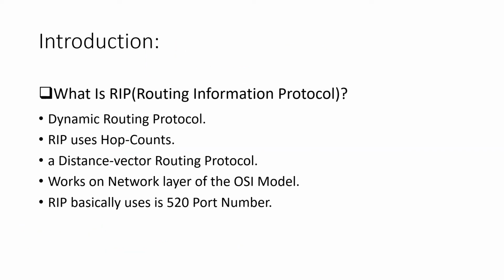So what is routing information protocol, RIP? Routing information protocol, RIP, is a dynamic routing protocol that uses hop count as a routing metric to find the best path between the source and destination network. It is a distance vector routing protocol that works on the network layer of the OSI model. In every network, routing information protocol basically uses port number 520.